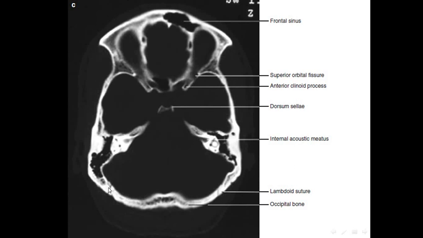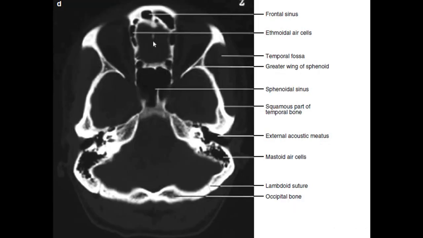This is the lambdoid suture, occipital bone. More caudally, here we can see the ethmoid air cells on either side of the ethmoid bone. This is the greater wing of sphenoid. This is the temporal fossa. This is the sphenoid sinus posterior to the nasal cavity.